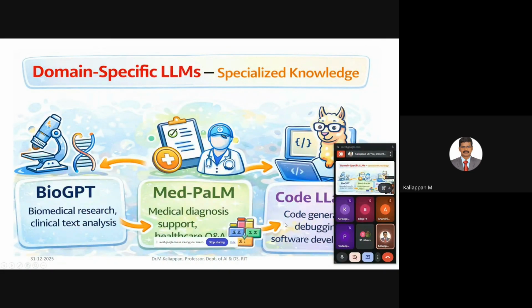The next, domain specific LLMs. They are specific to a particular domain. Take BioGPT. It is trained on biomedical text. For example, summarize a research paper on cancer or genetics. It gives the relevant content or document.